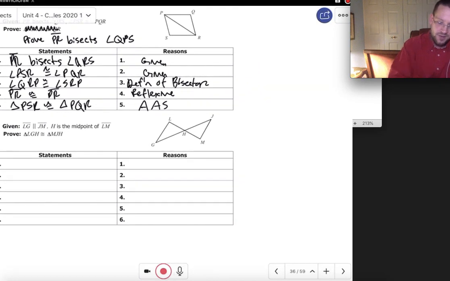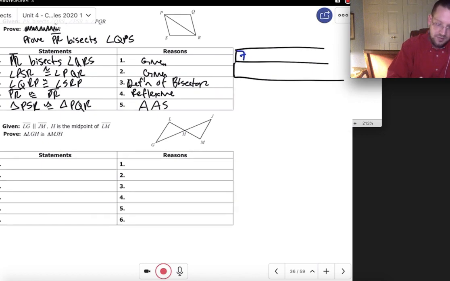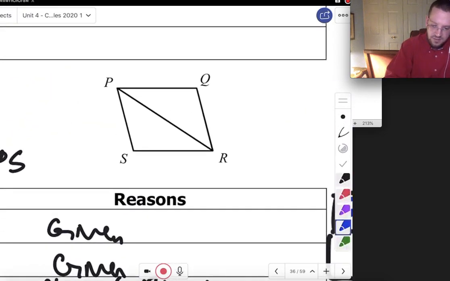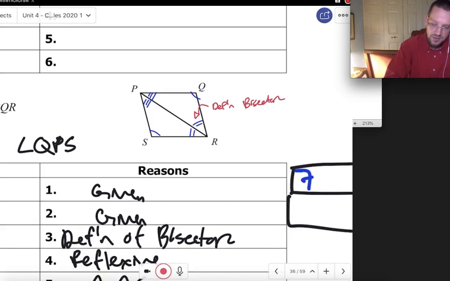I'm going to put steps 6 and 7 off to the side. So here is step 7. To prove that this would be a bisector of these two, it means that these two angles have to be the same, right? We were given that angle 1 and angle 2 are the same. Well, we proved that these two angles were the same because this is the definition of the bisector. So we proved that those two angles were the same, and now we have to say that these two angles are the same. And why can we say that these two angles are the same?